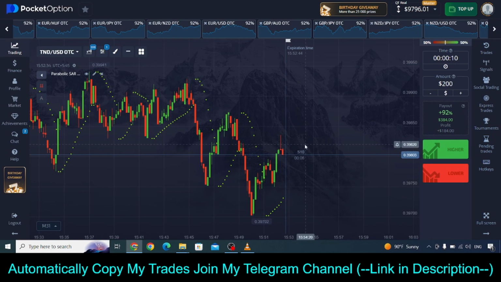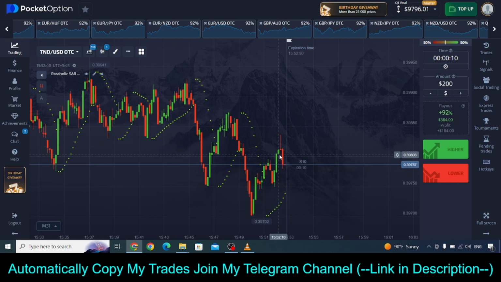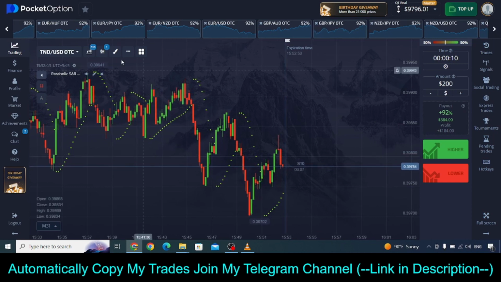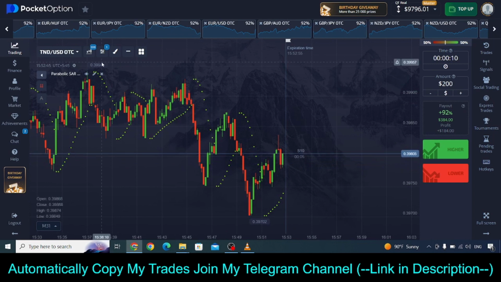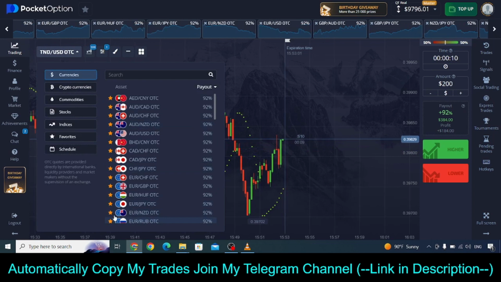Watch this video carefully to understand how you can do the setup in order to make trades, and I am also going to make a few trades and show you using this exact parabolic SAR strategy in the 10-second time frame. As I already told in all of my videos, you need to make these stars yellow and make all of these currency pairs appear here.